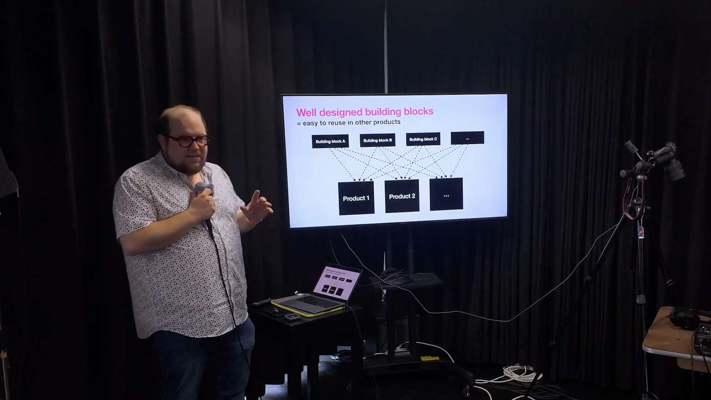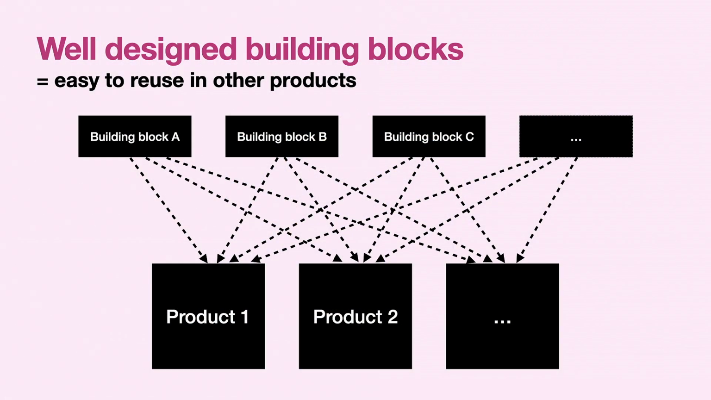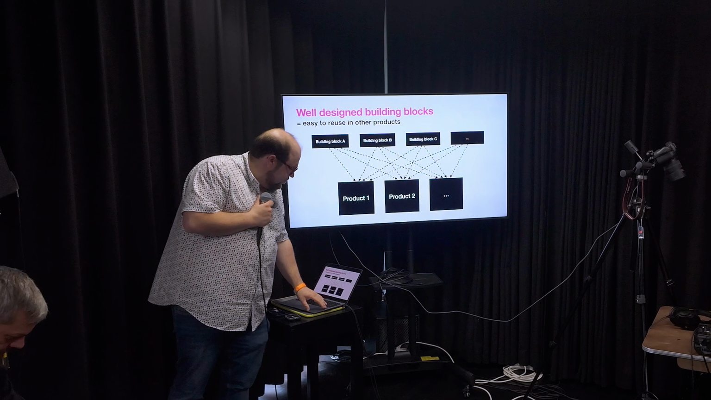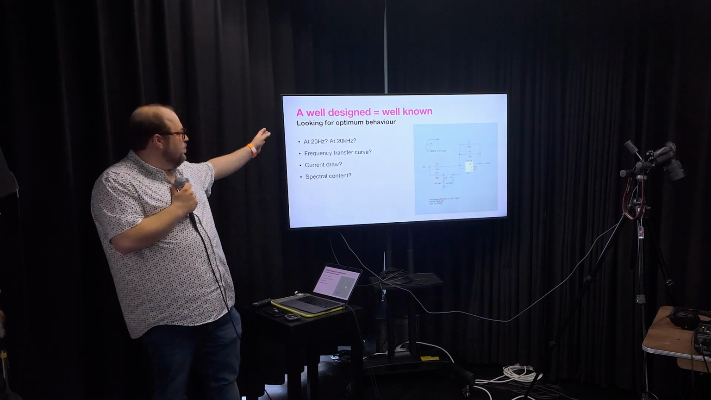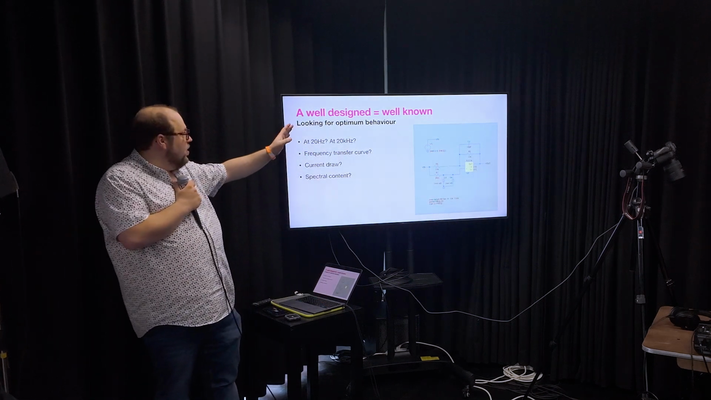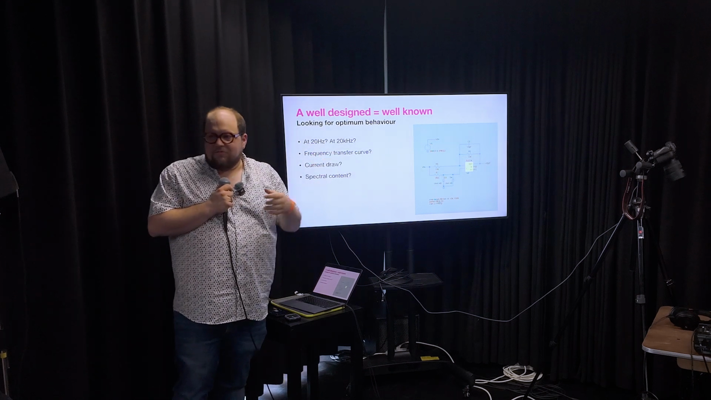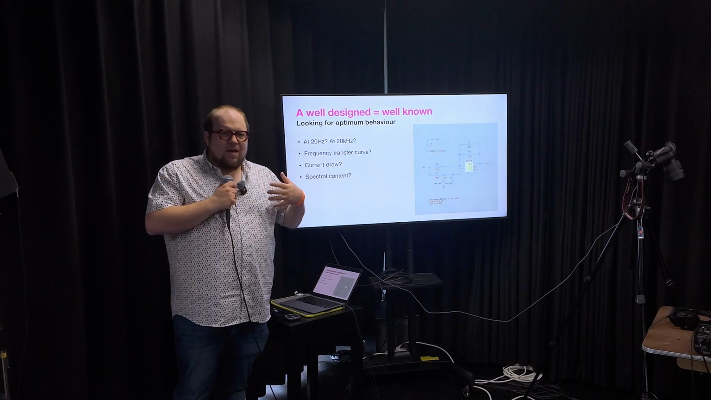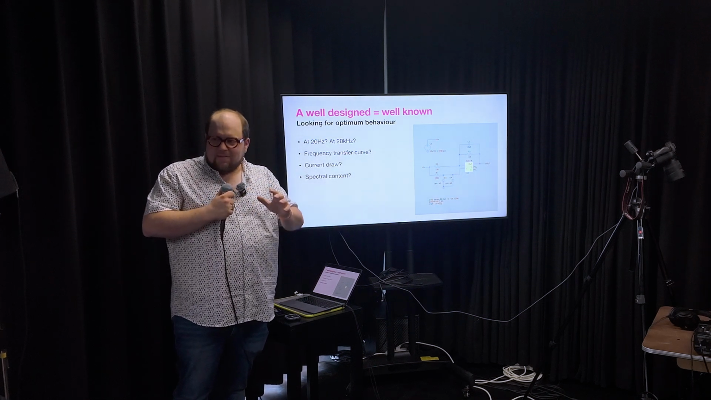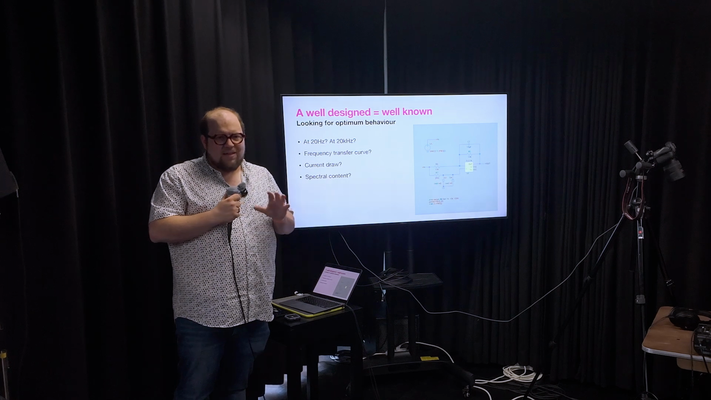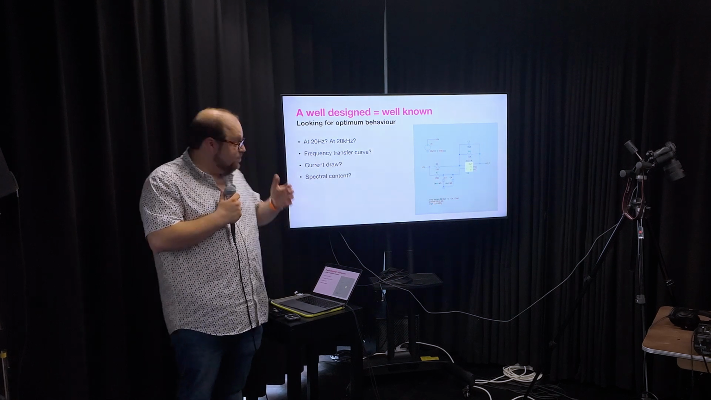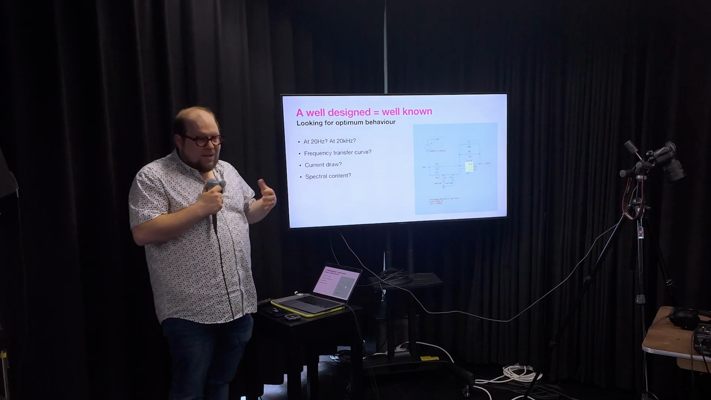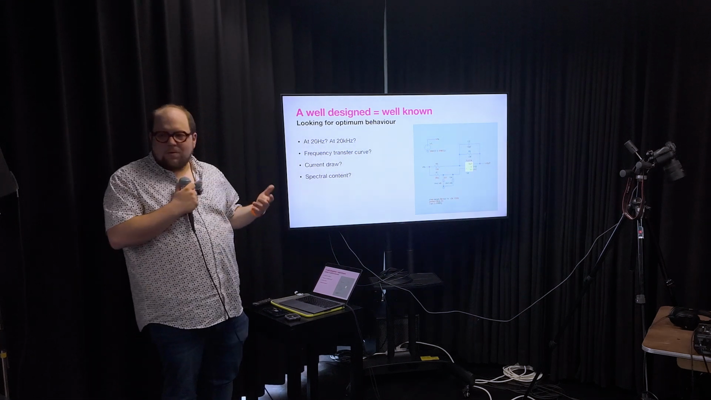So I typically work with building blocks. That means something that's easy to use in many products. And for that reason, a well-designed building block means that it is well known. So I want to fully optimize that building block before moving on and then doing a whole kind of Lego thing where I start making all kinds of combinations and exploring the interesting ones. So well-known optimum behavior, what does that mean?